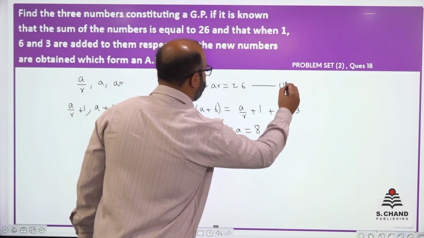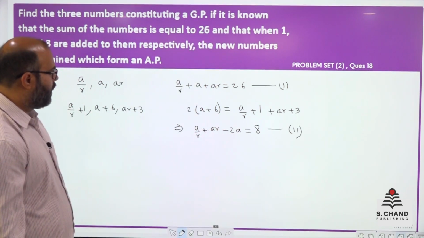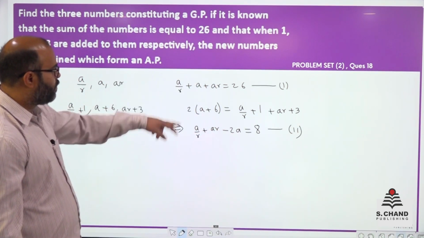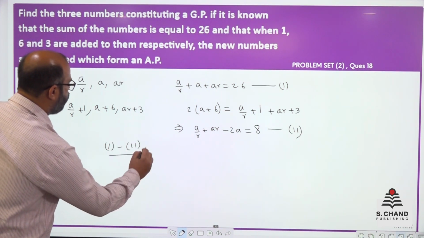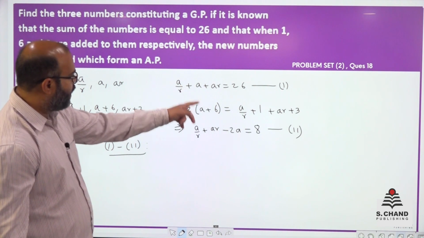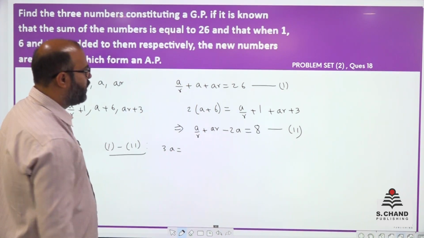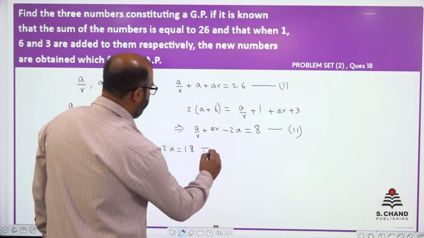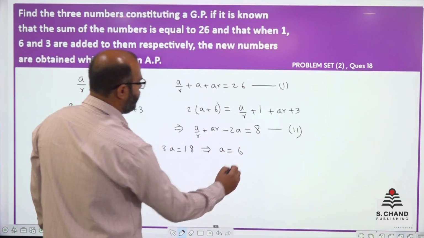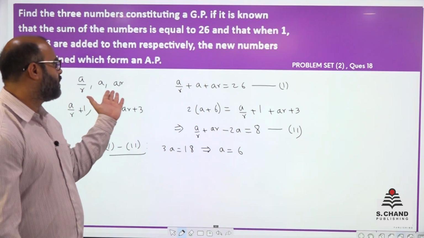Now our task is to solve them. So how can we solve them? As you can see here, we can subtract 1 and 2. So on subtracting 1 minus 2, a by r and ar will get cancelled. This will become 3a is equal to 26 minus 8, that will be 18. So a will come out to be 6, right? So this is how calculation becomes easier while taking like this.